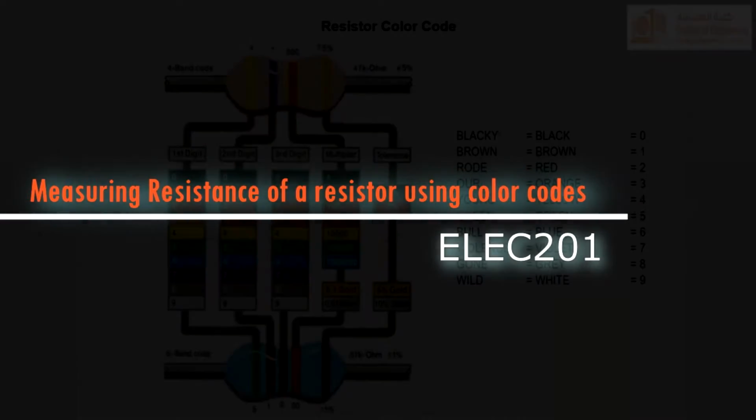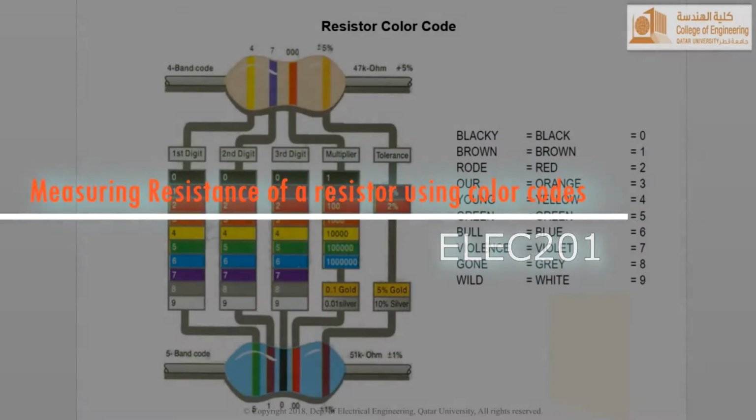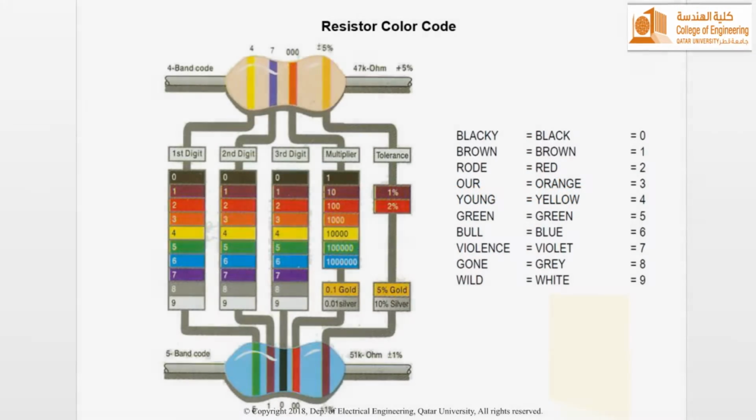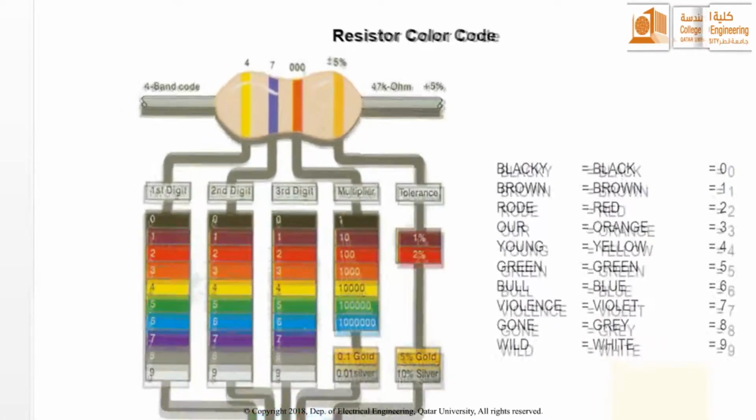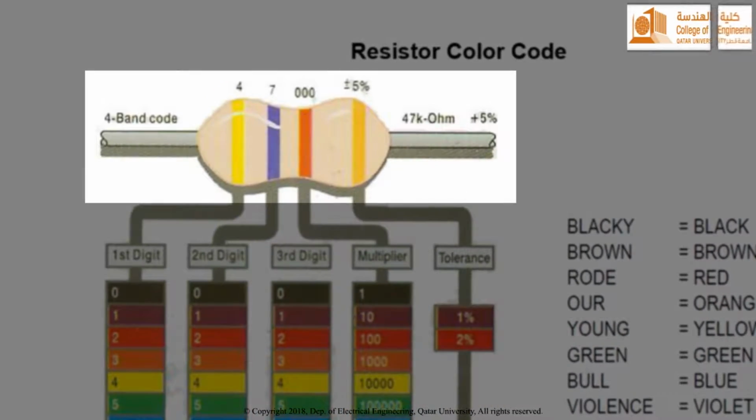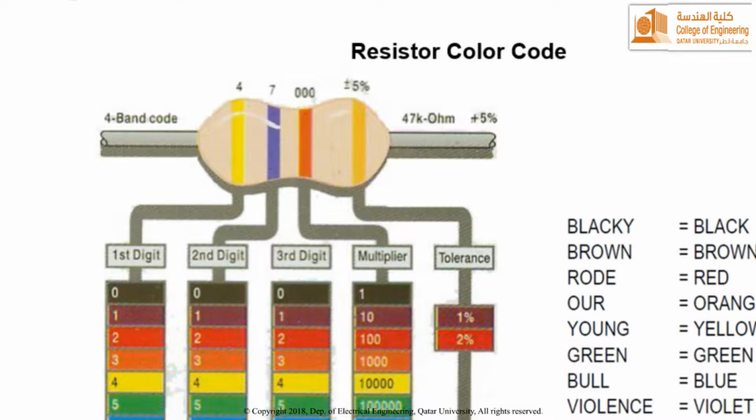This video is on how to find the resistor value from the color codes on the resistor. For example, let us look at this resistor. You can see there are colors on the resistor, and these colors can be used to find the resistance of the resistor. So the resistance of this resistor is 47 kilo ohm.